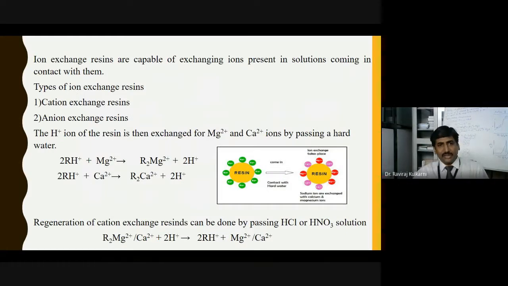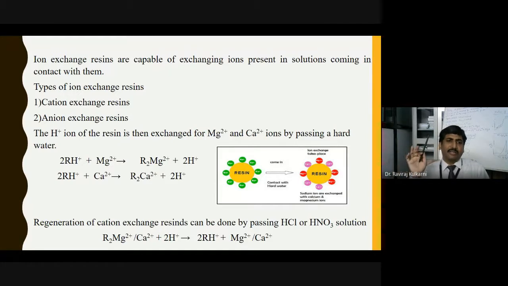So what are ion exchange resins? Ion exchange resins are capable of exchanging ions present in solutions coming in contact with them. What are the types? Cation exchange resins and anion exchange resins. If the ion exchange resin is capable of exchanging cations, then it is called cation exchange resin.